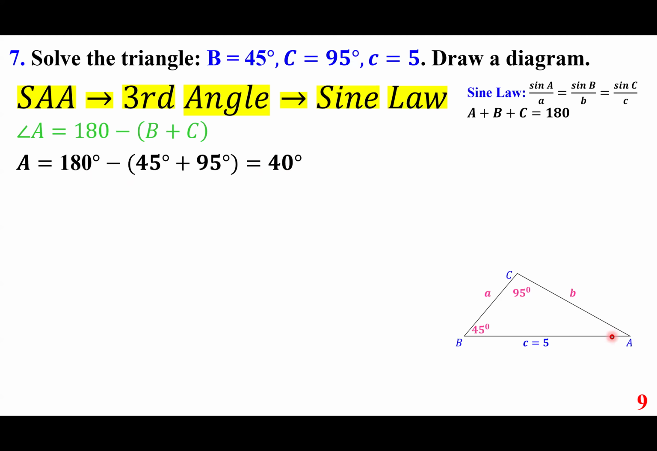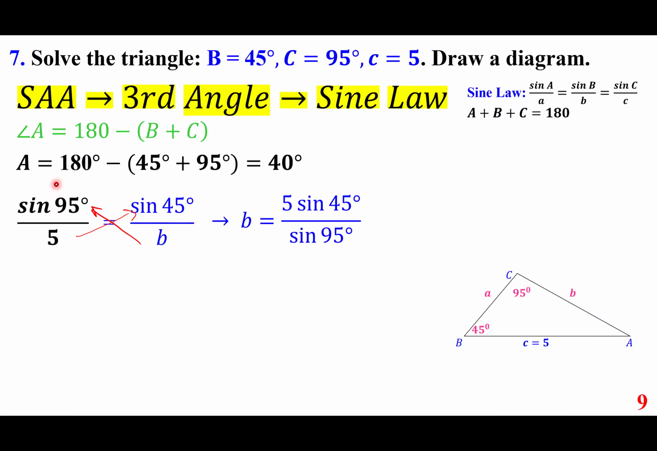And now we can use sine law, for example, sine a over a, sine b over b, sine c over c, they are all identical. So these two are given, so we're going to use them. Sine of 95 over 5. This one is given. Is sine of 45 over the missing b. The product of these two is the same as the product of these two, which makes b the product of these two divided by sine of 95. Putting it into a calculator will give us the value of b at 355.